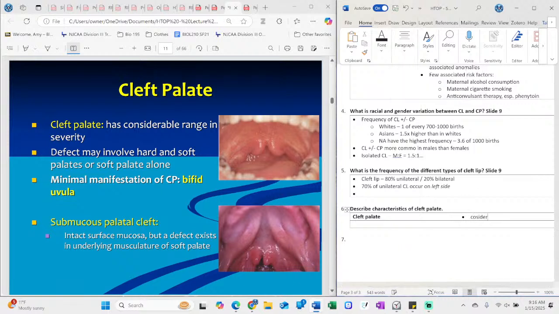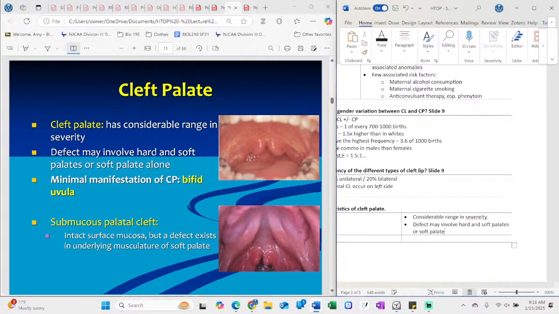Now, the minimal manifestation of a cleft palate is a bifid uvula, like you see here. This is the most subtle presentation of a cleft palate. And the prevalence of this bifid uvula is higher than cleft palate.